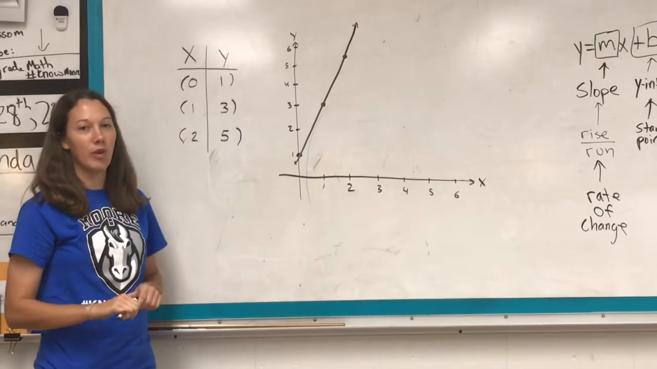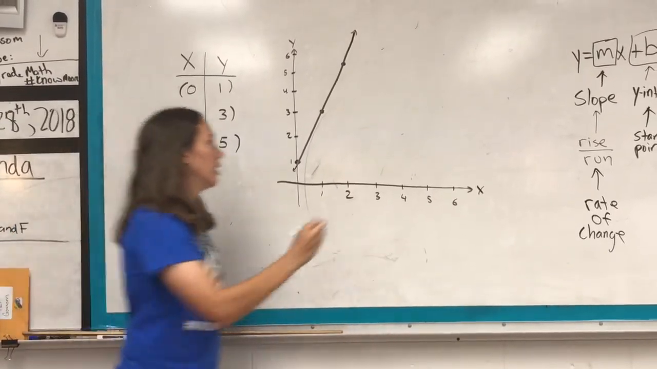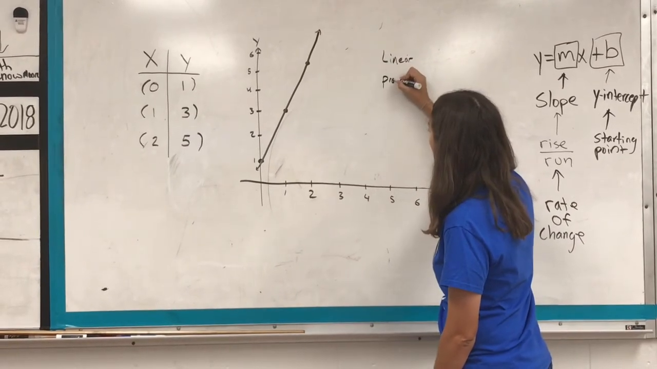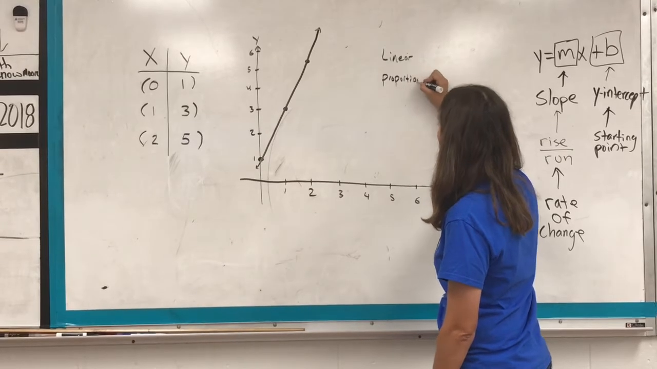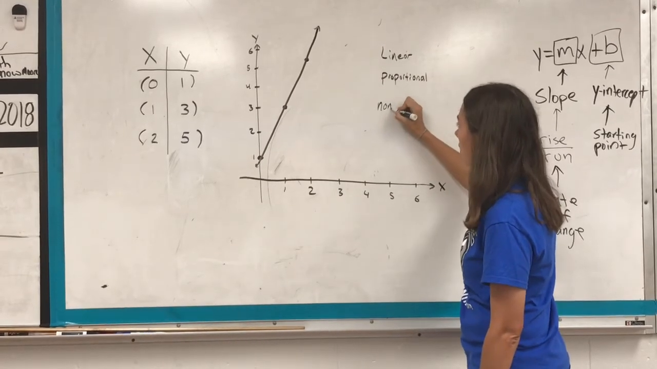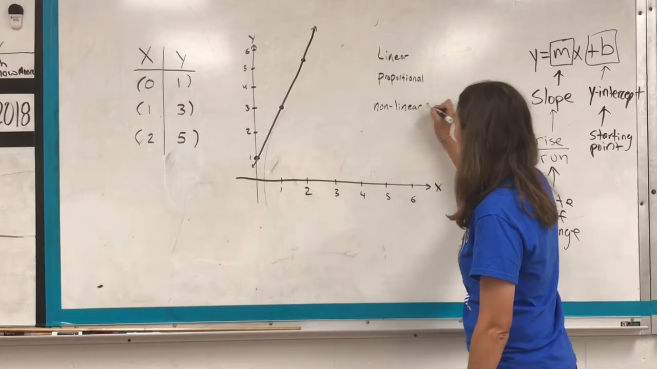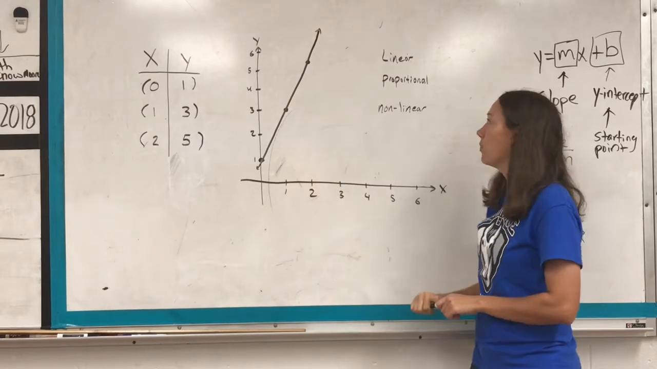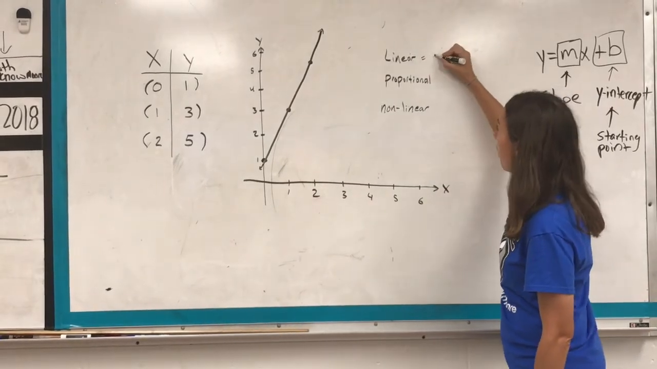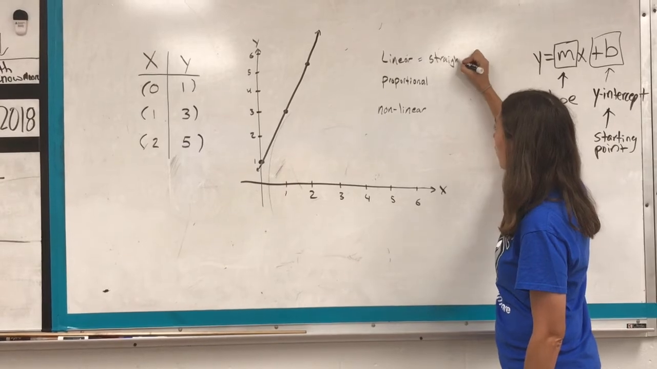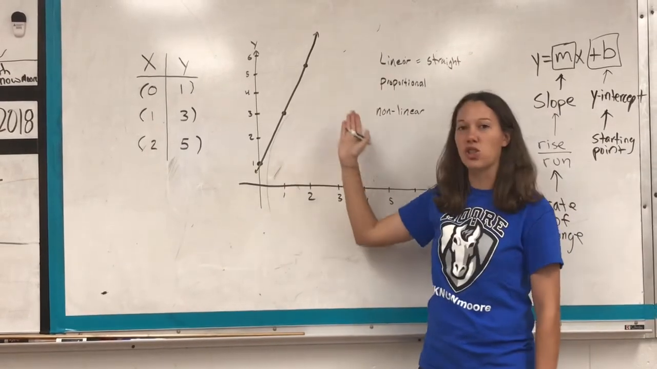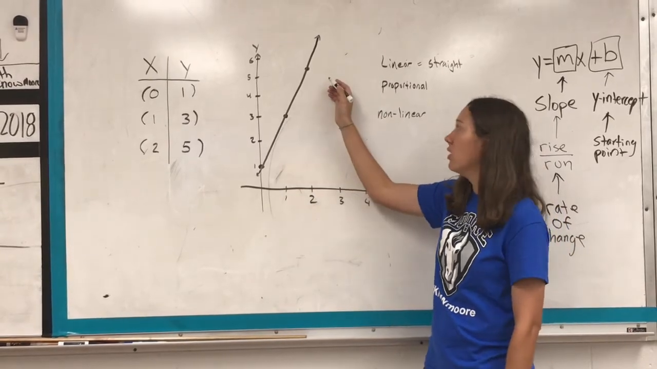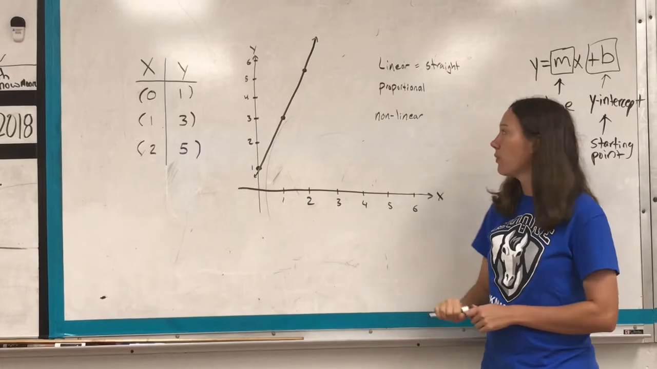So now to go over a couple of vocabulary words that we will be using in this unit. We have linear, proportional, and nonlinear. So you want to be able to use these vocabulary words to describe a line that you see on a graph or with a table. So linear just means straight line. So in this case, if we look at our example, we can see that this is a straight line. You drew it as close as you could between the points, making it a straight line. So in this case, this example is linear.